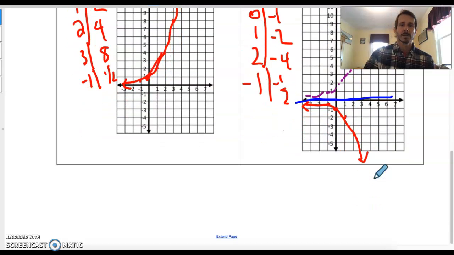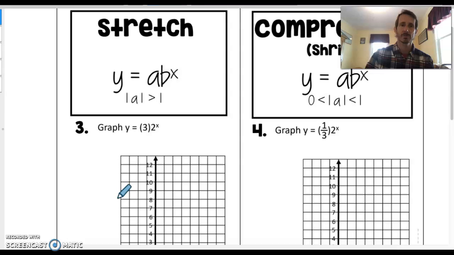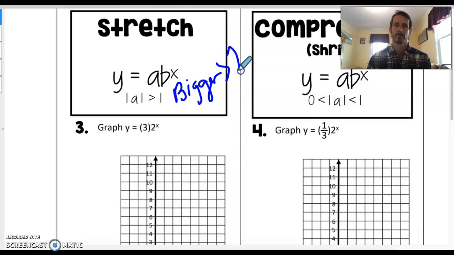All right, let's take a look at the next thing we can do. And this is one we've already actually done. We've been doing these stretches without calling them stretches. This little fancy notation out here is just saying this number in place of a is bigger than 1. So like we already graphed this together, 3 times 2 to the x.